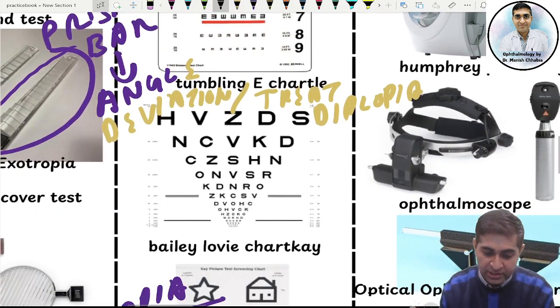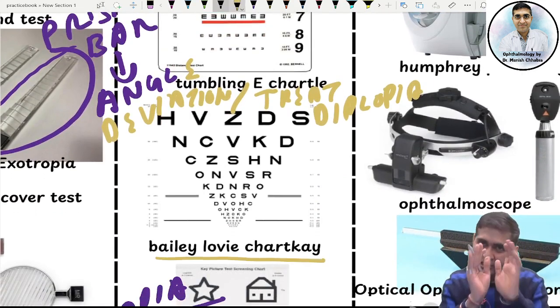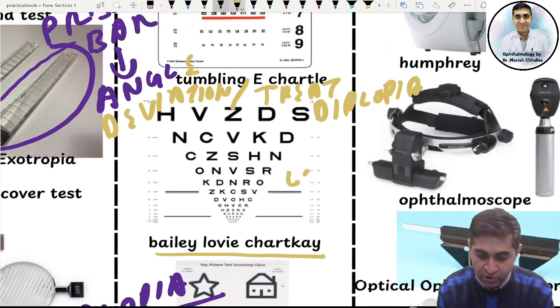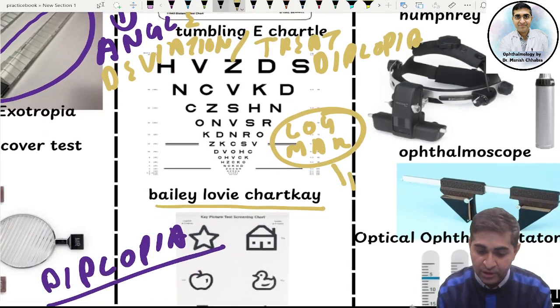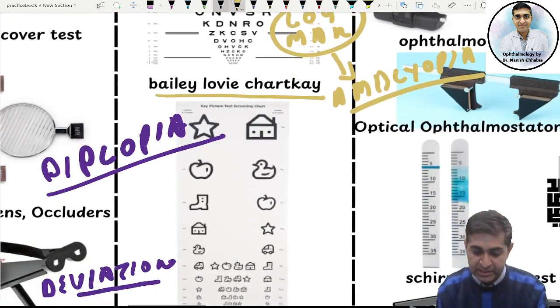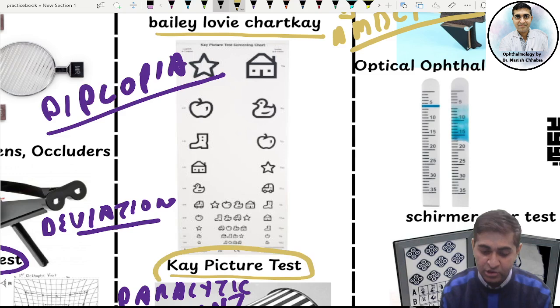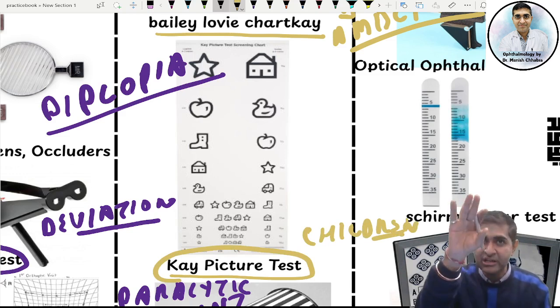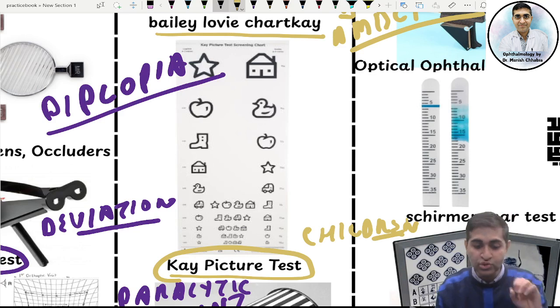Now this is the Bailey-Lovie chart. This is another type of chart. And this is also the LogMAR chart, which is helpful in amblyopia, and it is also helpful for scientific assessment of vision for research purposes. This is your picture test used in children. Children can easily tell, okay, this is the image of an apple, duck, house, star, like this.